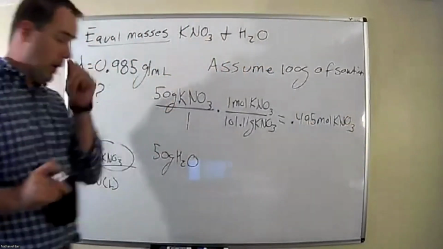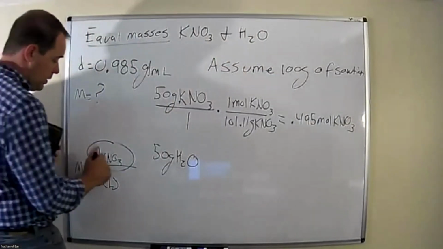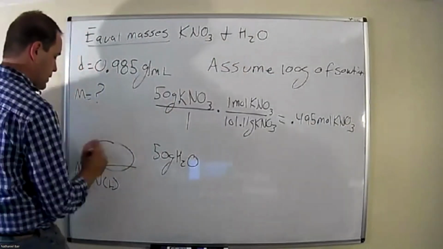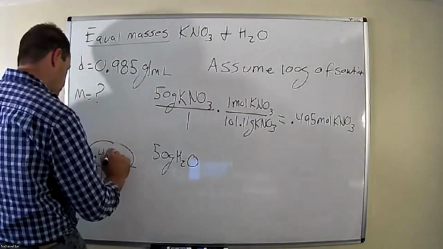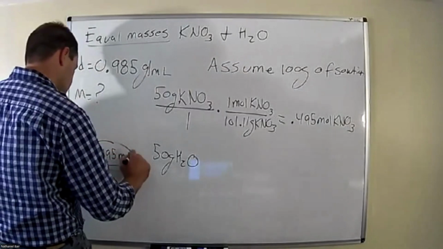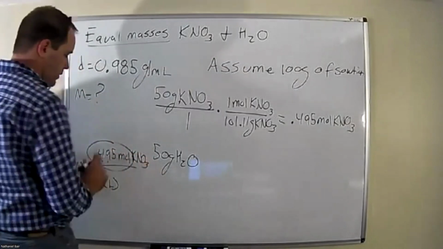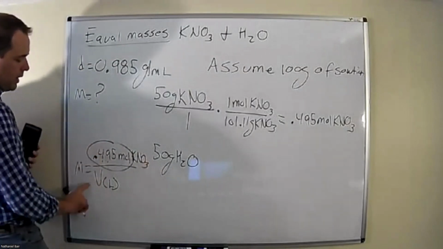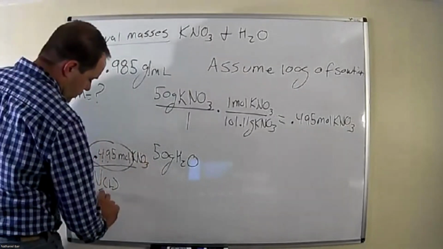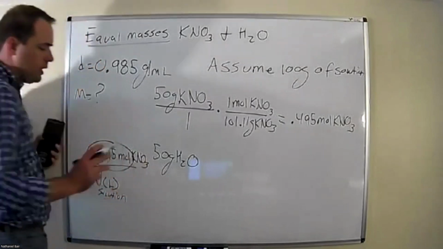So there's our numerator, folks. We just got our numerator. Our numerator is going to be 0.495 moles of KNO3. So that's our numerator. Now, how do we get the volume? This is the volume of the solution in liters.